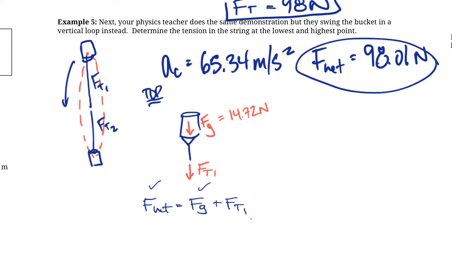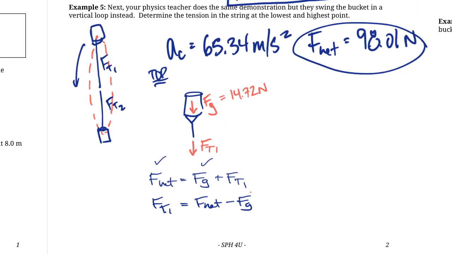Oops, let's use blue. So the force of tension is going to be F net minus the force of gravity. So what's that going to give us if we do that? It's going to be 98.01 minus 14.72, which gives us 83.29 newtons.